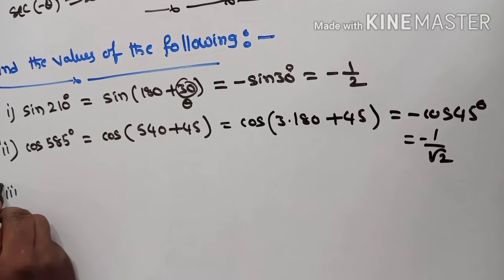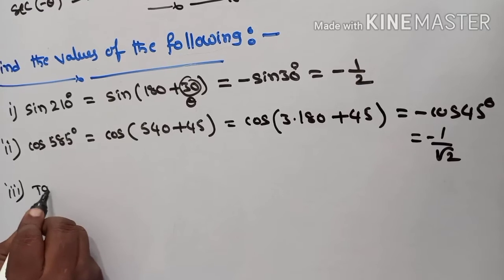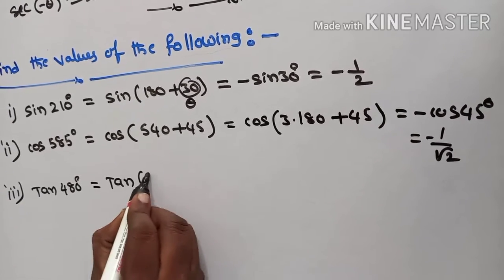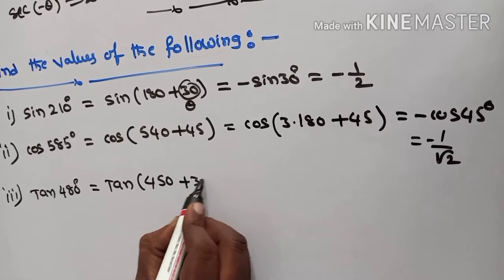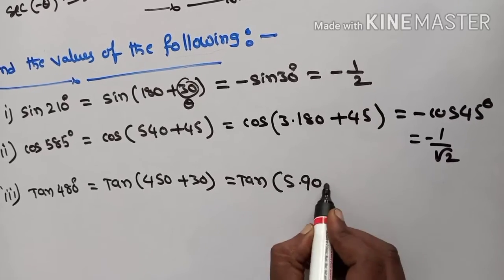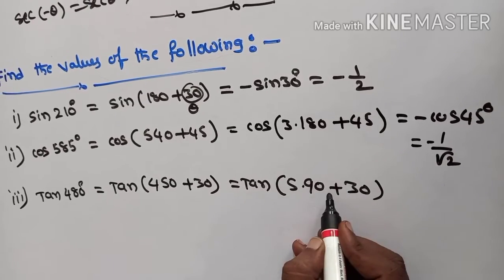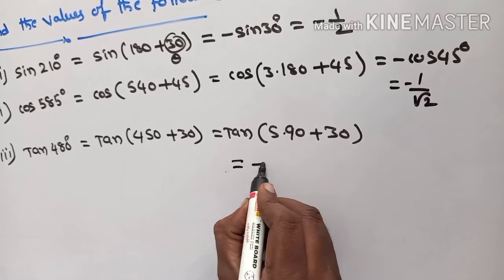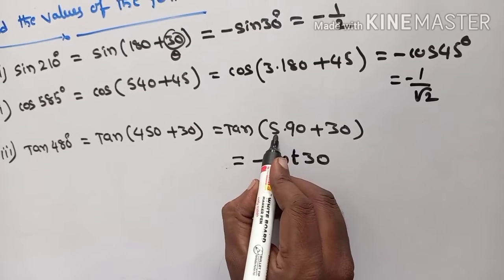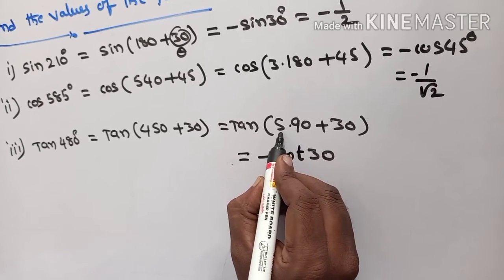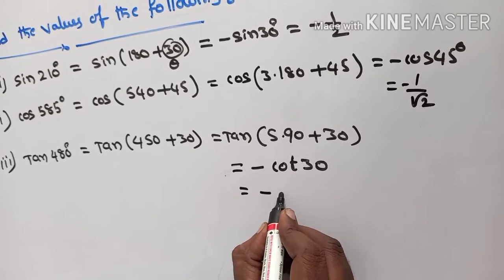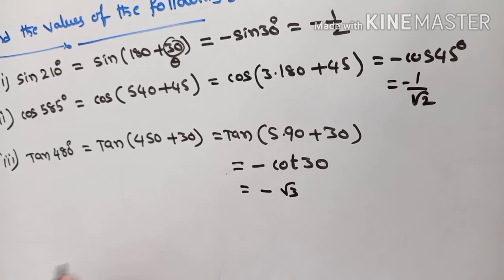Now third one, tan 480 degrees. Tan of 450 plus 30. Tan of 5 into 90 plus 30. Tan of 90 plus theta is equal to minus cot theta, so minus cot 30. Here n value is 5, that is an odd digit, so you get minus. Minus cot 30. Cot 30 value is root 3. That value is minus root 3.